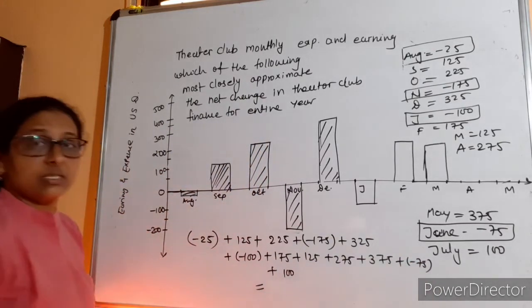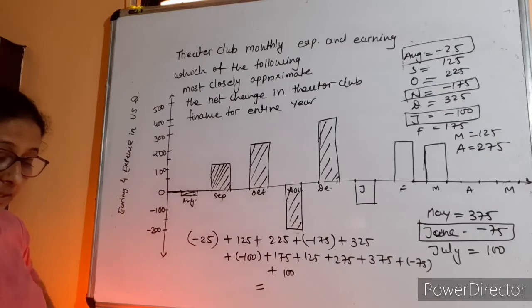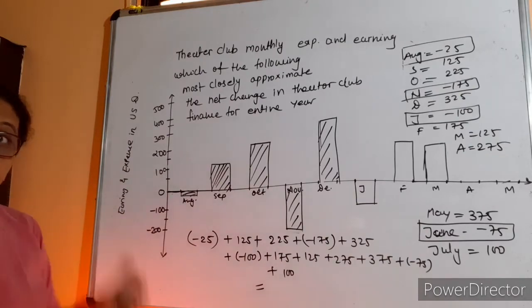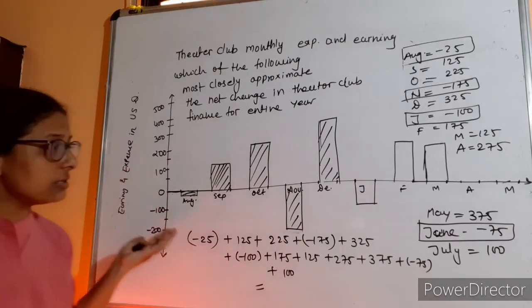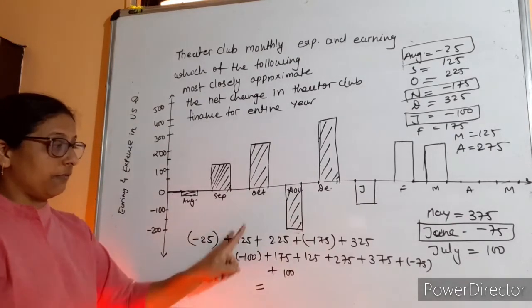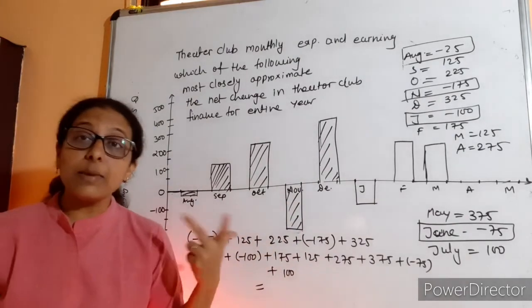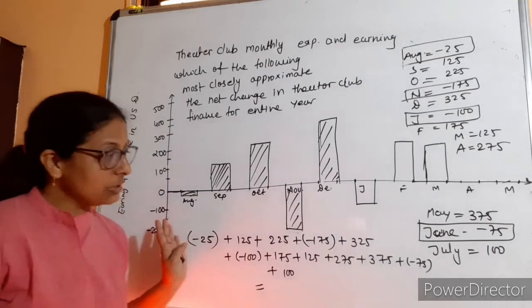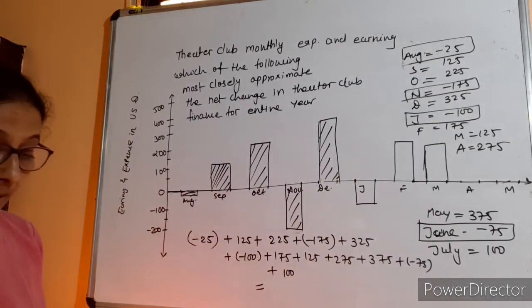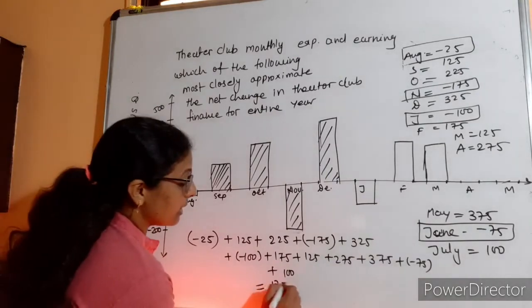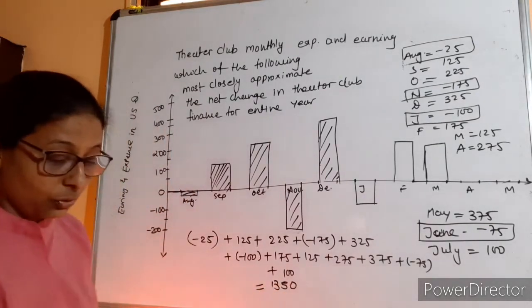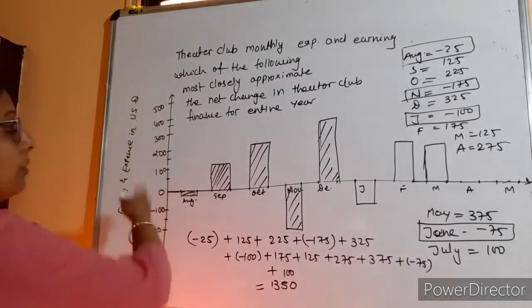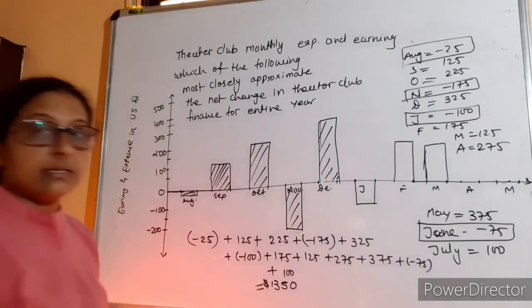We just add this whole thing, because we just want to find the net profit or loss. Months with loss and profit, you just add and subtract them. Then by the calculator you will get this answer, $1350. These are in US dollars, so you can say that is in dollars.